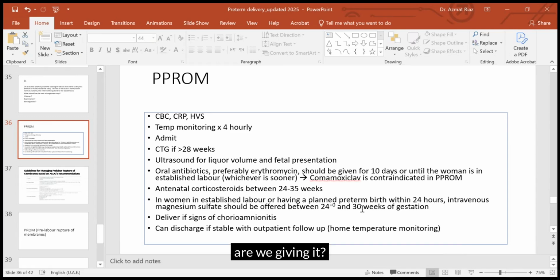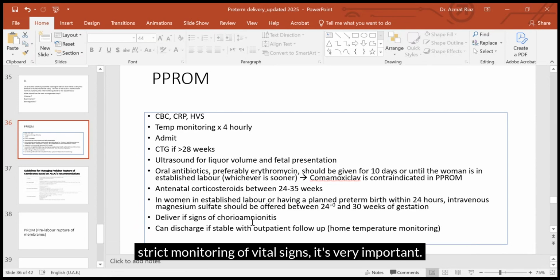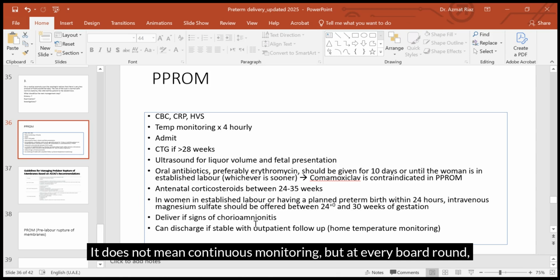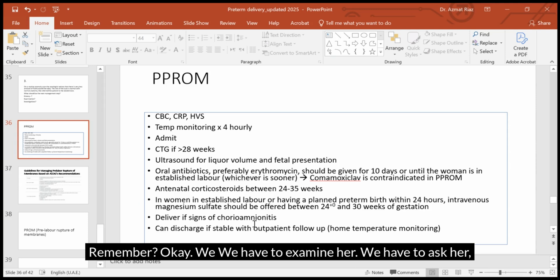And why are we giving it? To improve neurodevelopmental outcome. So at any stage, strict monitoring of vital signs is very important. It does not mean continuous monitoring, but at every ward round, we have to review her vital signs chart, which is the MEOWS chart, remember? Okay. We have to examine her.